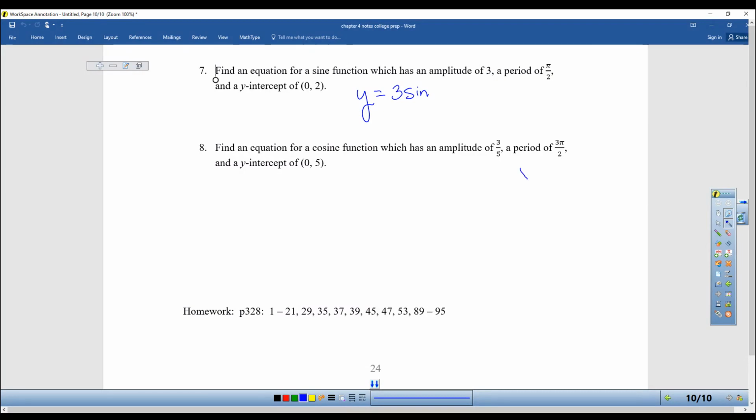Ooh, this is going to be tricky. I'm going to have to work backwards. So clearly it's not just a period of 2 pi. So there is going to be something there. Oh, and a y-intercept of 2.